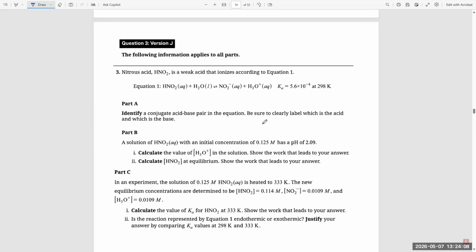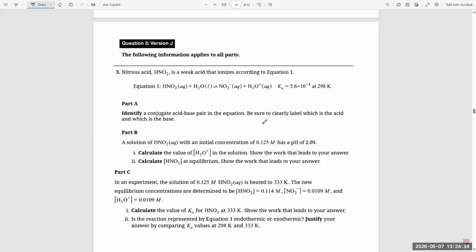Again, what does that mean? That means that I'm going to start changing my brain into thinking about some of the keywords and key concepts that are involved with those kinds of things. All right, so moving on. Equation number 1 is essentially a reaction of nitrous acid with water to give you nitrite and hydronium ion and gives you the Ka.